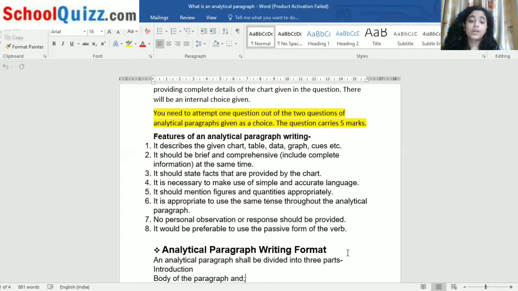Then it is necessary to make use of simple and accurate language. As I told you, we have to use simpler language. It should mention figures and quantities appropriately. Whatever figure, whatever quantity is given in the chart, you have to describe it as it is. You cannot change any data from the given chart. We'll get to know more when we solve the analytical paragraphs. Today we are just listening to the theory.